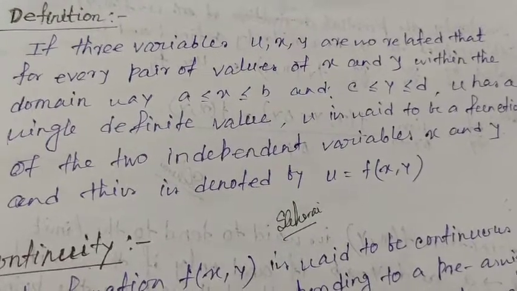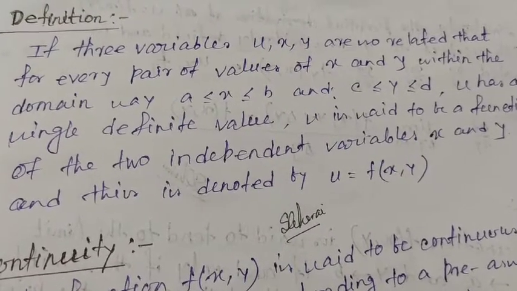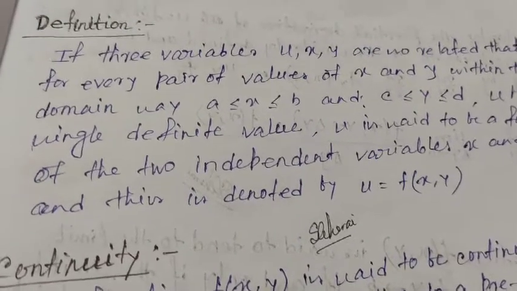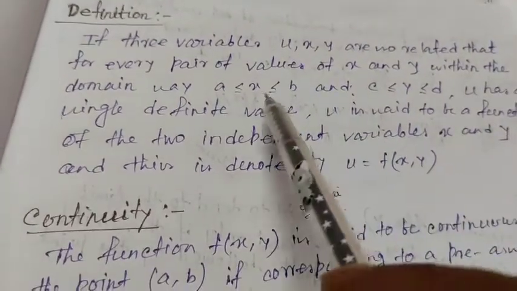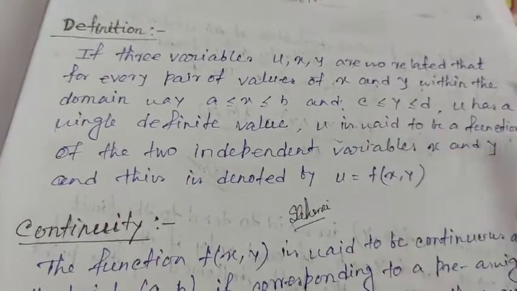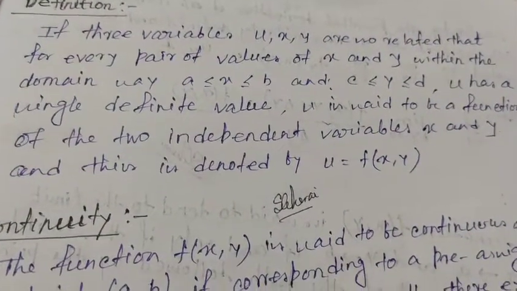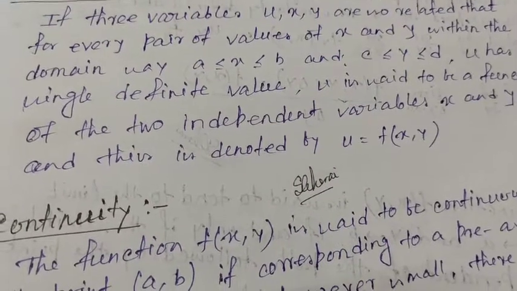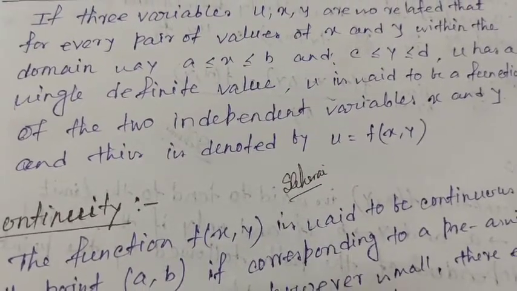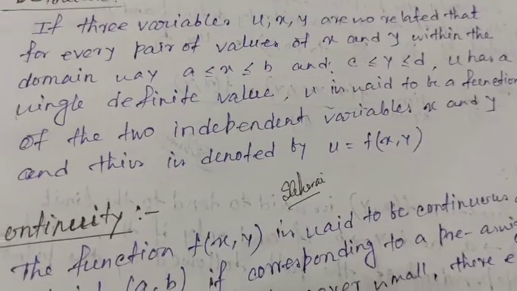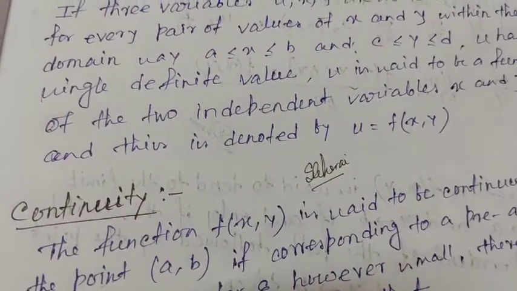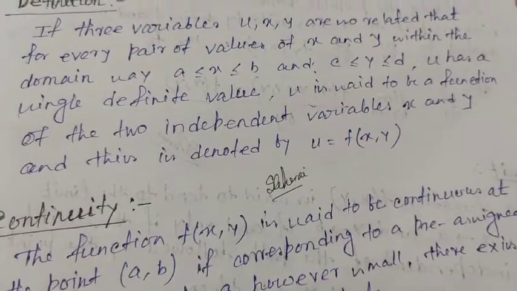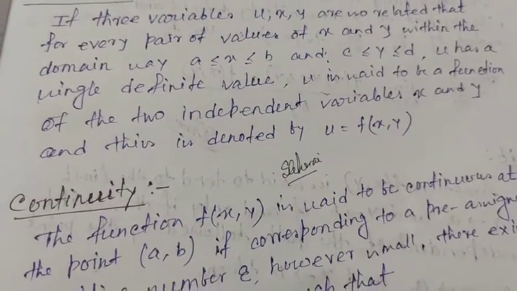Suppose we consider three variables u, x and y so related that for every pair of values where x is defined over the region a to b and y is defined over the region c to d, we get that u has a finite single value. Then u is said to be a function of two independent variables x and y, and that is denoted by u equals f of x comma y.